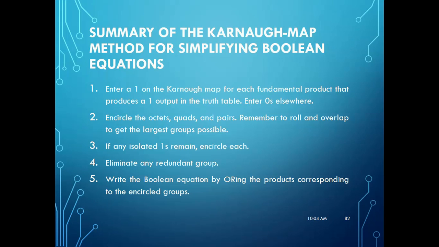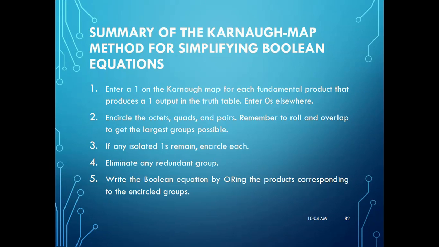And encircle the octets, quads and pairs. Remember to roll and overlap to get the largest groups possible. So first, observe the octets in the K-map. If octets are not there, you have to go for grouping the quads. If quads are not there, then you have to see where you have pairs. If pairs are also not possible, you have to group only single values.